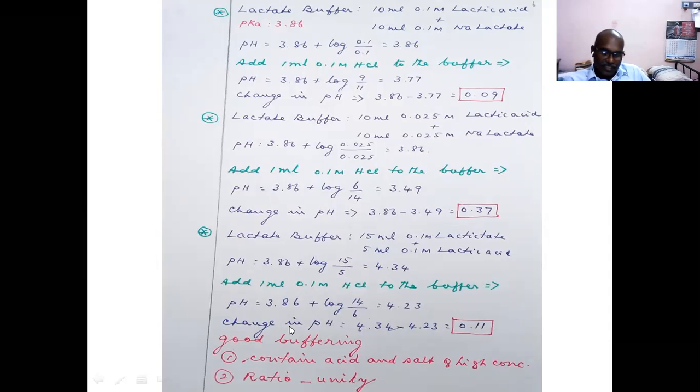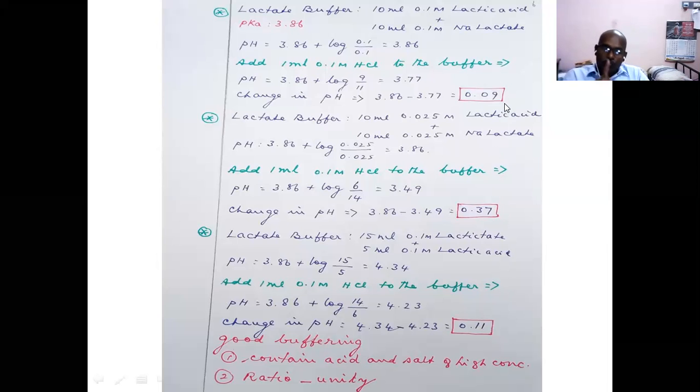Now, what is the change in the pH? The change in the pH is now 4.34 minus 4.23, giving 0.11 pH units. Now you compare these values. In the first case, it is 0.09 pH units. In the second case, it is 0.37 pH units. And in the third case, it is 0.11 pH units. Therefore, the least among the three is 0.09 pH units.